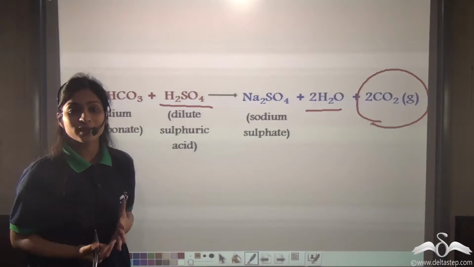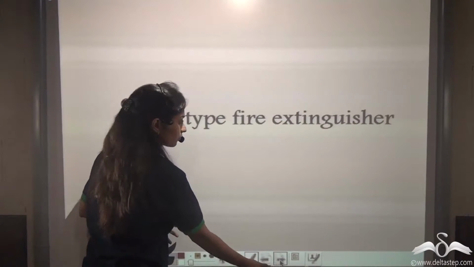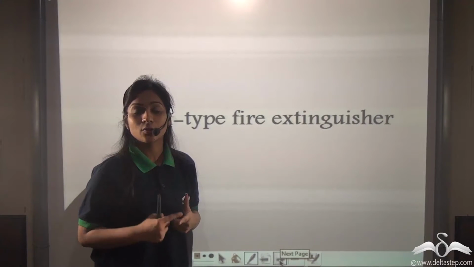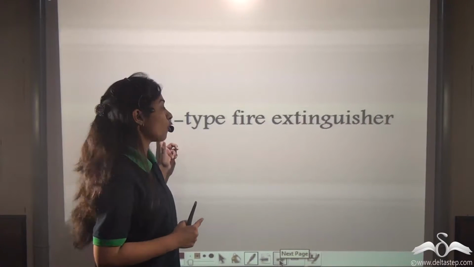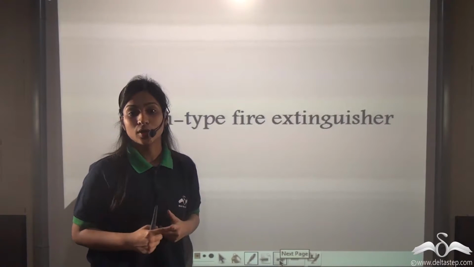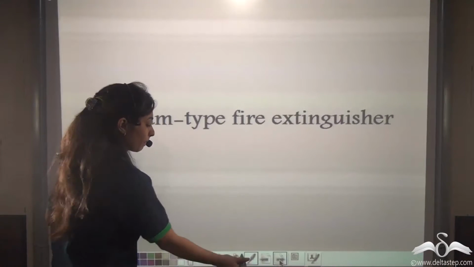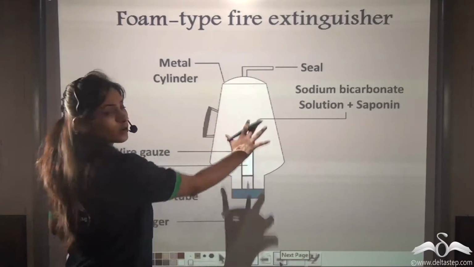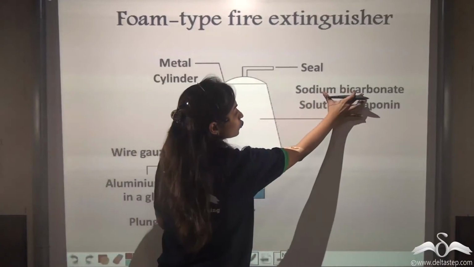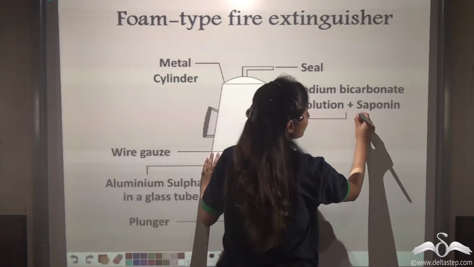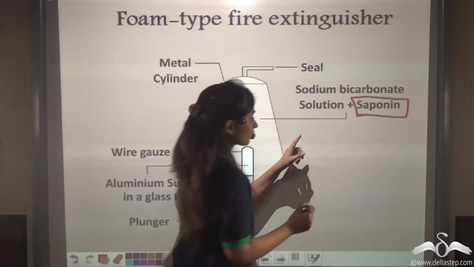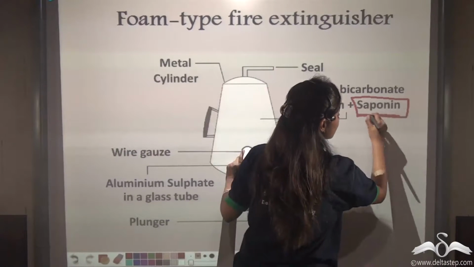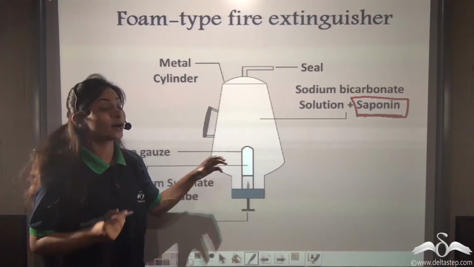Next we have foam based fire extinguisher. Now I told you that soda acid fire extinguisher does not extinguish oil fed fires, but foam type fire extinguishers do that. Let us see how. Well, first you can see that the apparatus is almost the same. Now with sodium bicarbonate solution, we have another thing known as saponin also mixed in. Now what is the usefulness of this saponin? This is used to create foam.